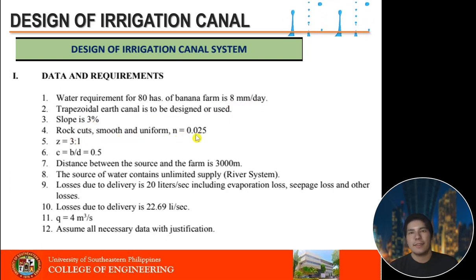So, meaning our N is 0.025. We have a side slope of 3:1. We have M or the B over D ratio, which is 0.5. The distance between the source and the farm is 3,000 meters. And the source of water has unlimited supply, the river system. The losses due to delivery are 20 liters per second, including evaporation loss, seepage loss, and other losses. And the losses due to delivery are 22.69 liters per second. And we have this flow rate, which is 4 cubic meter per second. And assume all necessary data with justification.